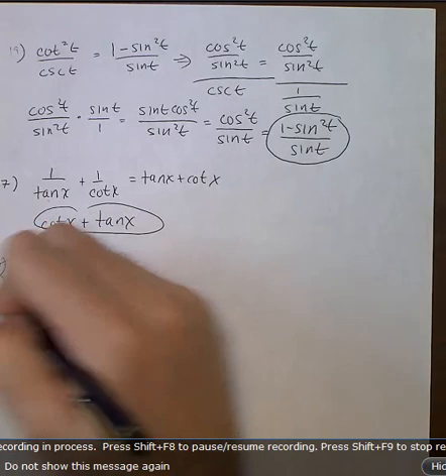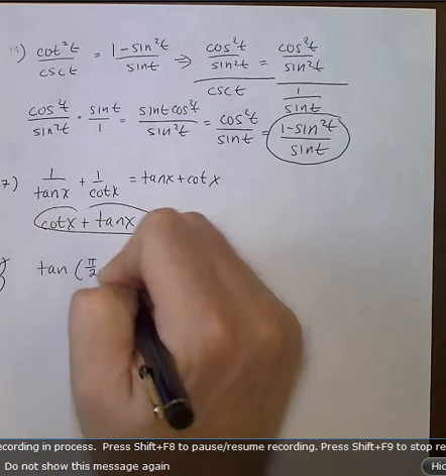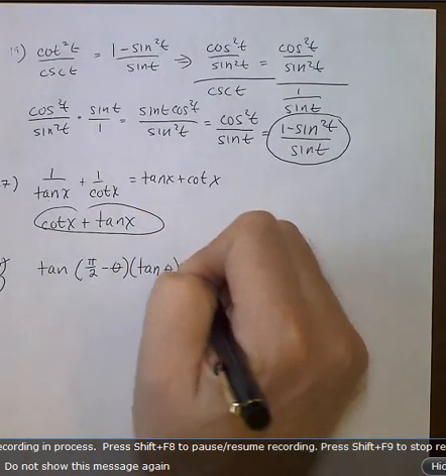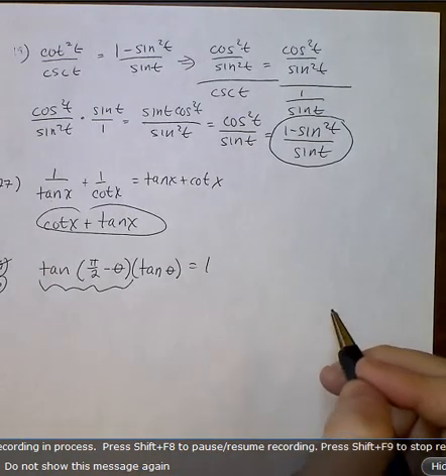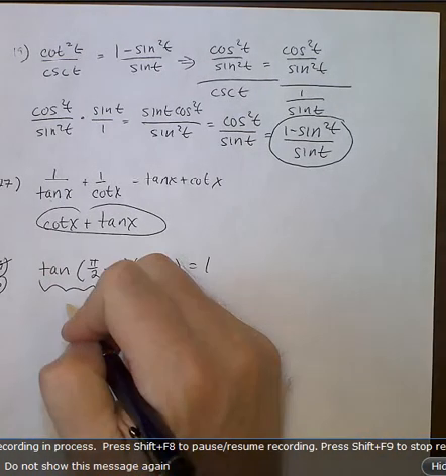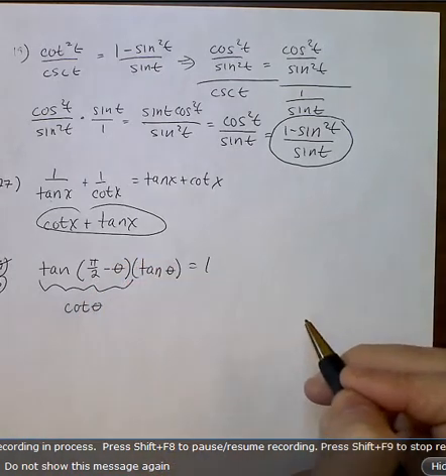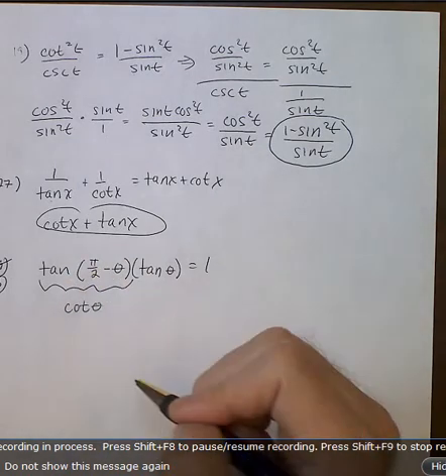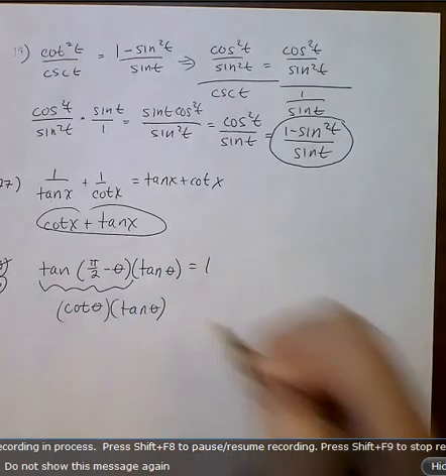Probably looks complex, but you actually know how to do this. This here is the cofunction formula. The tangent of pi over 2 minus theta is the same as the cotangent of theta. Okay, that goes back to last unit. The tangent and the cotangent are cofunctions of each other. So if I take the tangent of 90 minus an angle, that's the same as the cotangent. So we end up with the cotangent of theta times the tangent.